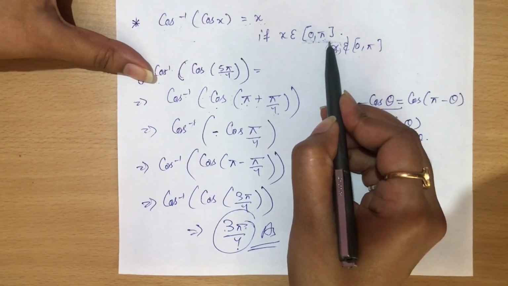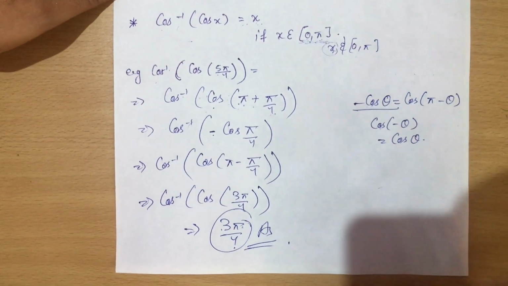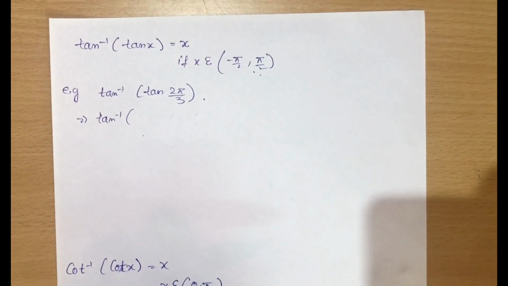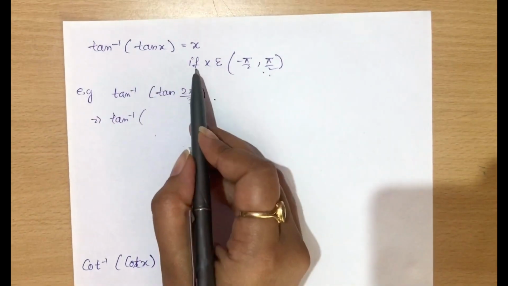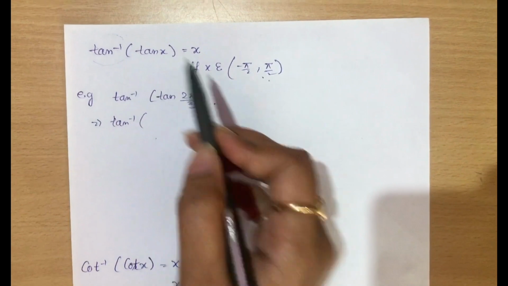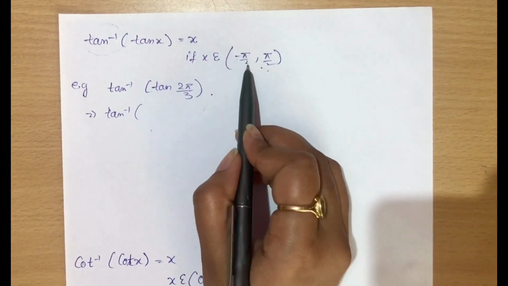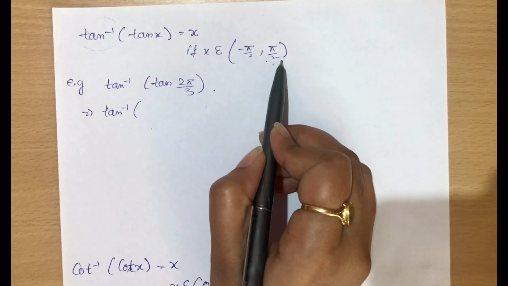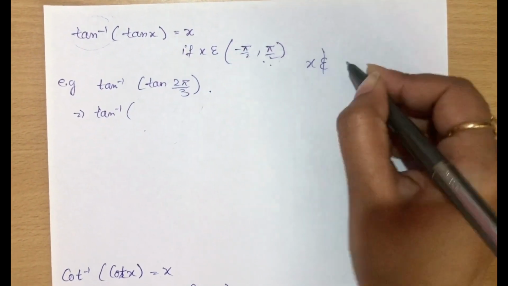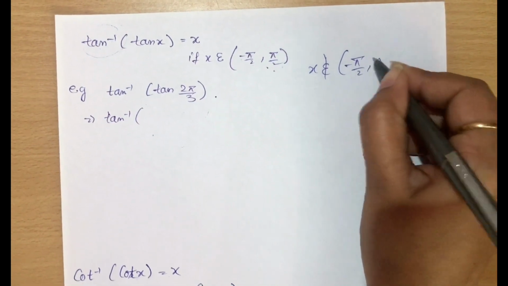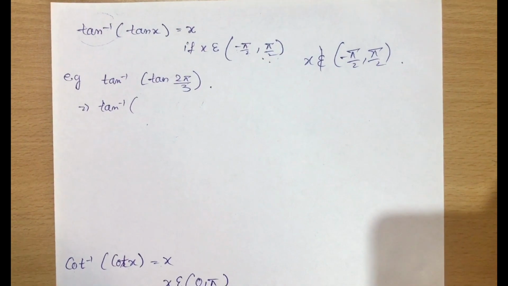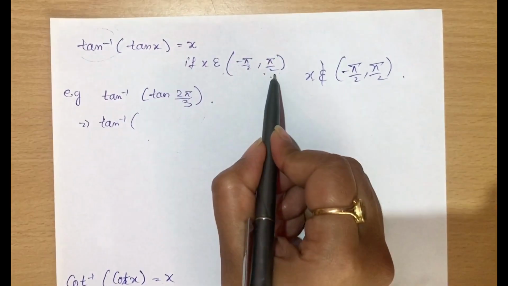Okay students, so this is the property of the cos inverse trigonometric function. Now your next property is tan inverse. If you have tan inverse tan of x, this will equal x, again if x belongs to the range of tan inverse. And the range of tan inverse is what? The interval minus pi by 2 to plus pi by 2. Okay, so again, what if x doesn't belong to minus pi by 2 to plus pi by 2? Again we have to transform this x in such a way that it belongs to this principal range.